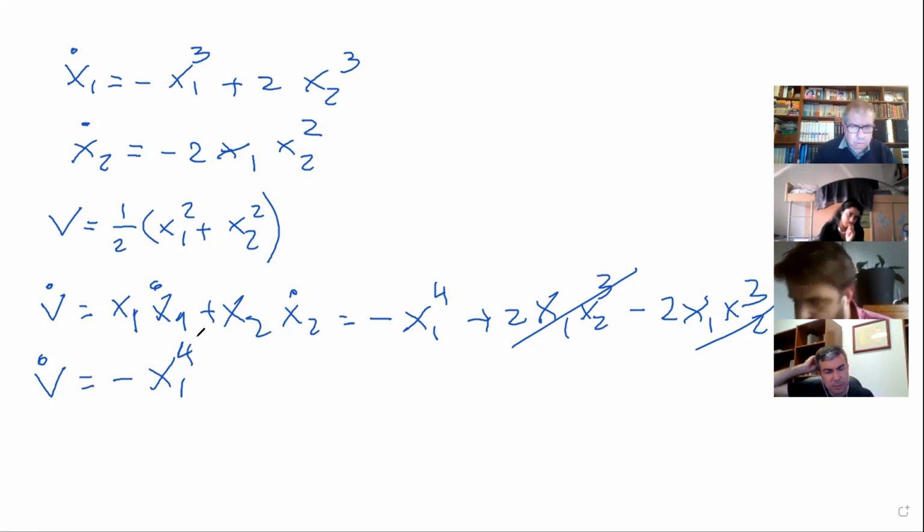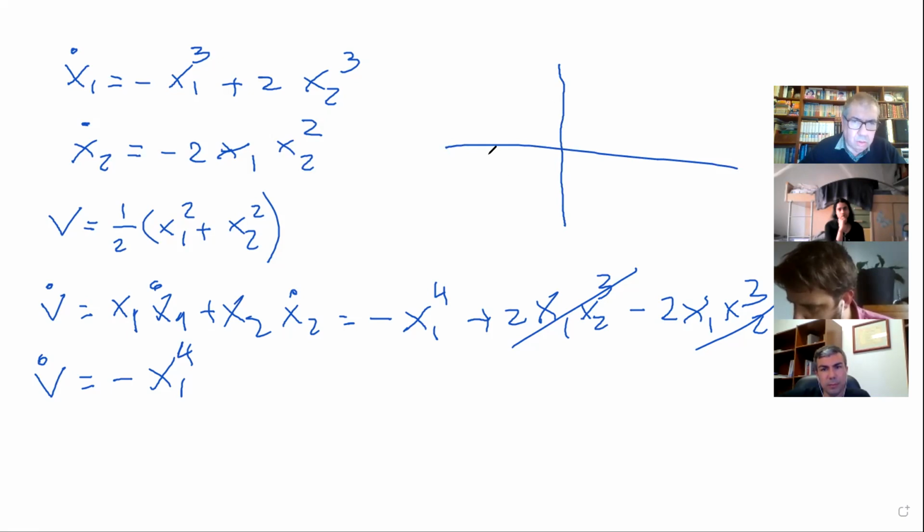Is this equal to 0? You think so? Always 0? For instance, for x1 equal to 1, what is V dot? The fourth power of 1 is 1 times 1 times 1 times 1, that gives me 1. So V dot is minus 1. So if you have, say, x1 equal to 1, a point here, this is minus 1. So along a line here, it's minus 1. So it's not always 0.